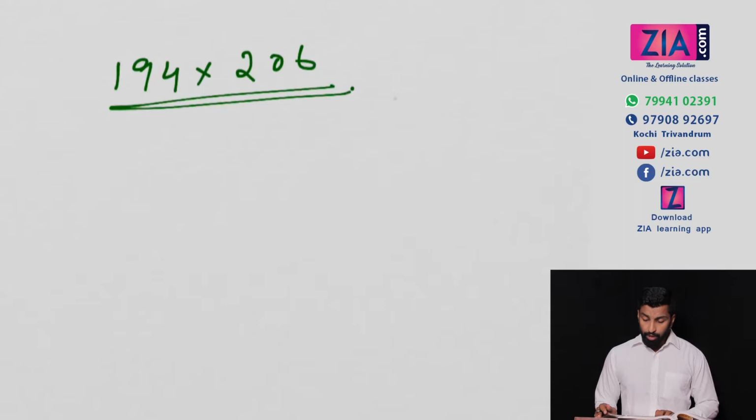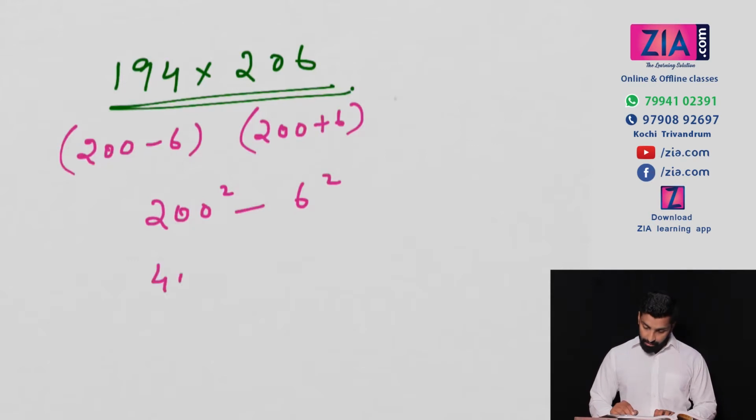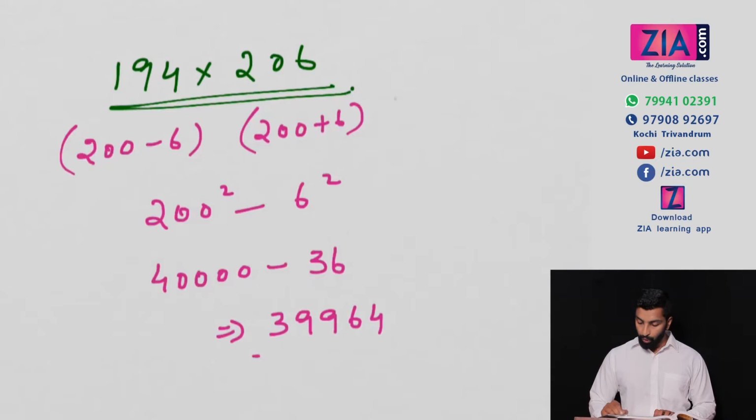Now one more example. By using identity you need to find 194 into 206. Can you relate it to something here? If you observe here, you can write 194 as 200 minus 6 and 206 as 200 plus 6. Now this is of the form a plus b into a minus b. So what is our answer? A square minus b square. So here your answer will be 200 square minus 6 square, and 200 square is 40,000 minus 6 square is 36. So when you do this calculation you get 39964. That's your answer.